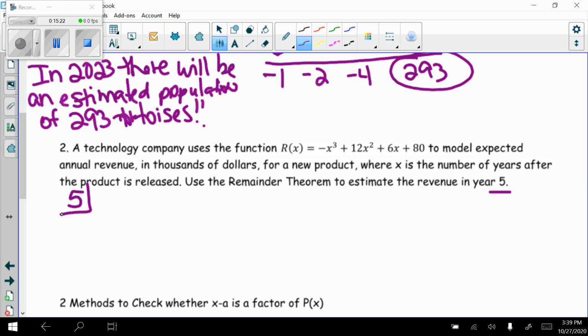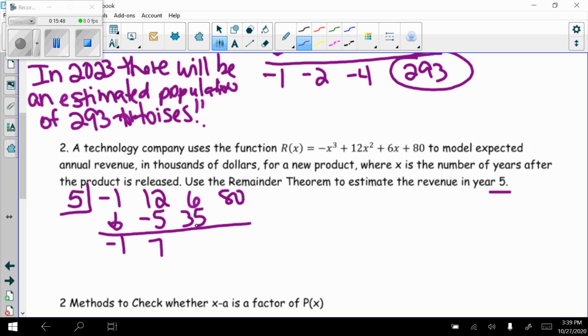I check to see if I'm missing anything. I have x cubed, x squared, x and a constant. So I don't need any zero placeholders. So I write out my coefficients. So -1, 12, 6, and 80. First number always comes straight down. Multiply, so we get -5. Add, we get 7. Multiply, we get 35. Add, we get 41. Multiply, we get 205. Add, we get 285. This is the number we're interested in because that's our remainder.